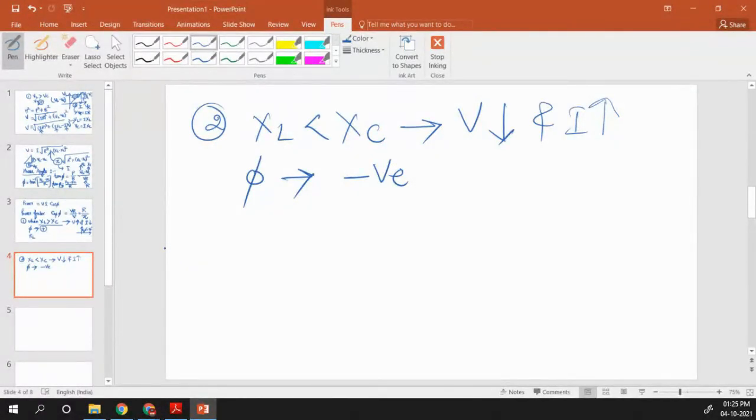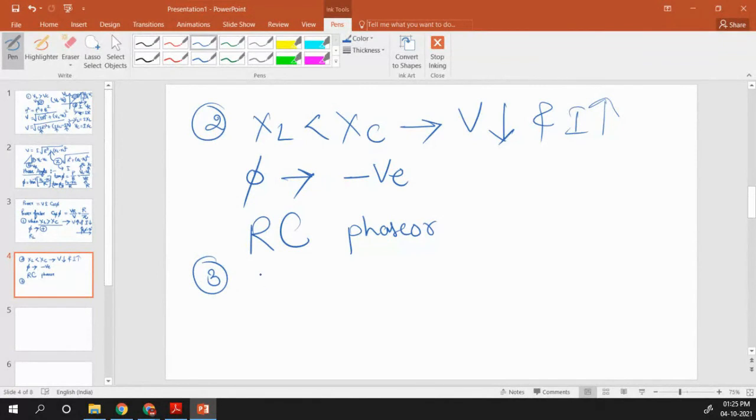And your phasor response is like RL or RC? RC. Yes, you are right. So this phasor response is like RC phasor response. So it will behave like RC series circuit when you consider XL less than XC, or you can say XC is greater than XL.